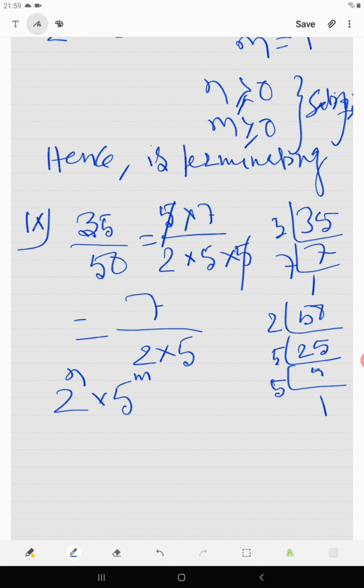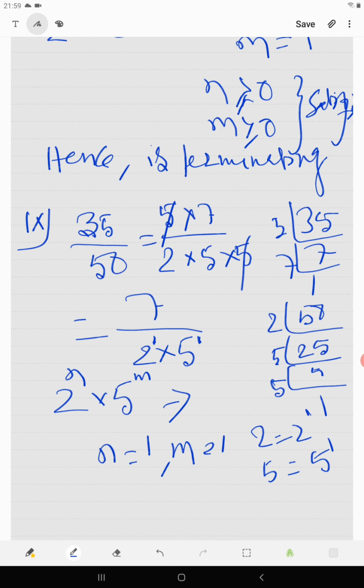Compare this. So what we are getting here: if no power is there, that means 1 is there. 2 is nothing but 2 to the power 1. 5 is nothing but 5 to the power 1. Anything to the power 1 is the same number. So n equals 1 and m equals 1. Which proves that n is greater than or equal to 0, this is also true. So this condition is satisfied.